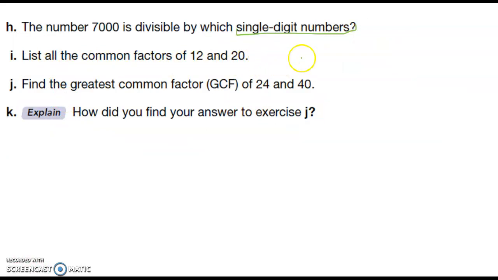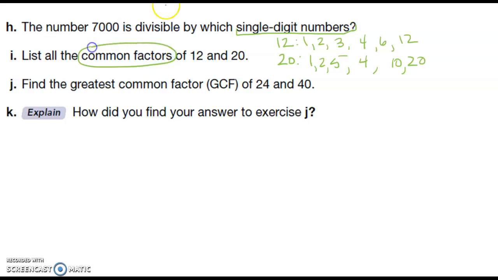List all the common factors of 12 and 20. So remember, factors are things that we multiply to get the number. For instance, 1 and 12, 2 and 6, 3 and 4. I think that's all. So then we have 1 and 20, 2 and 10, 3 doesn't go into it, 4 doesn't go into it, 5 and, oh yeah, 5 and 4, that does work. And I think that that's it. So we're looking for common factors, factors that they have in common. So we have 1, 2, 4, and that's it. So 1, 2, and 4 are common factors for 12 and 20.